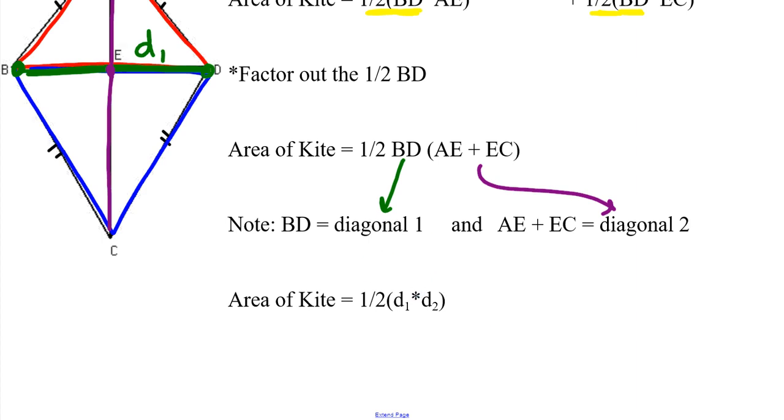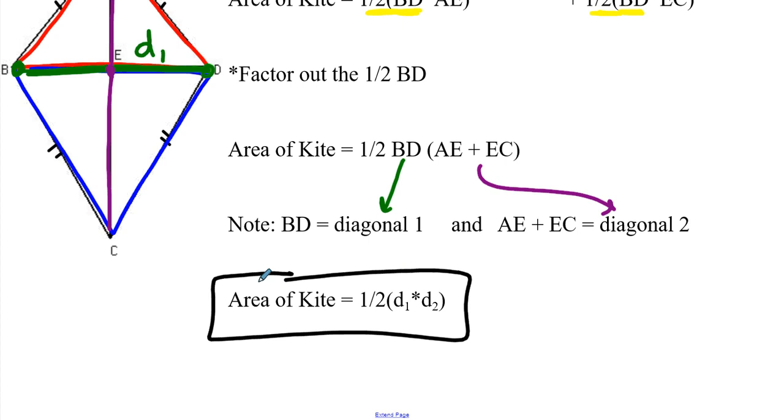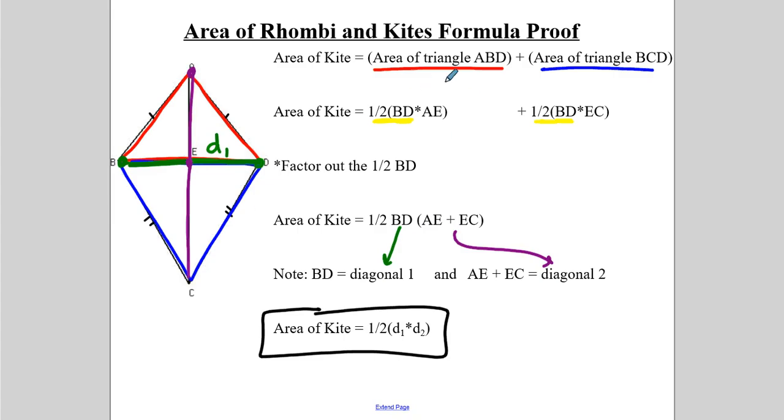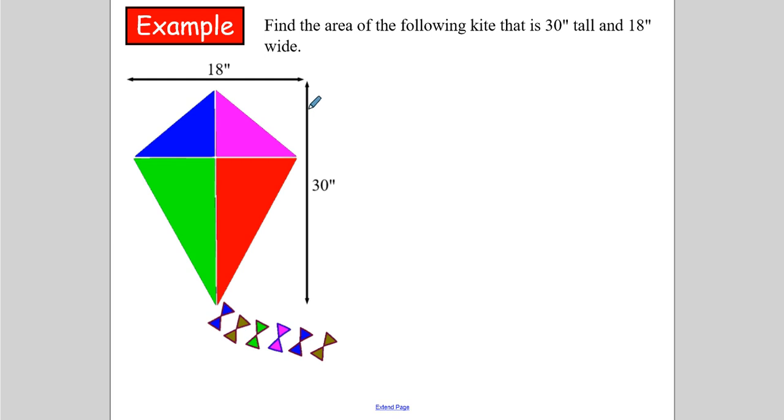So the area of the kite we just proved is 1/2 the product of the diagonals, just using a few steps and geometry. That's what you'll focus on a lot next year, is proving formulas. So here's an example. Once you've proved it, you can use it always and forever.